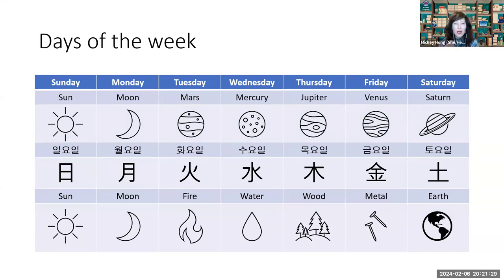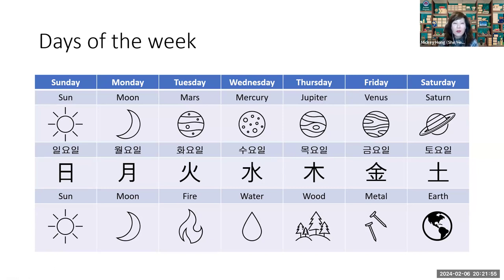You ask the day of the week with 무슨 요일이에요? We have 무슨, which means what kind, 어느, which means which. Because there's only 7 days in a week, it would make sense to say which day of the week. But we say 무슨 요일이에요. 요일 means day of the week, right?